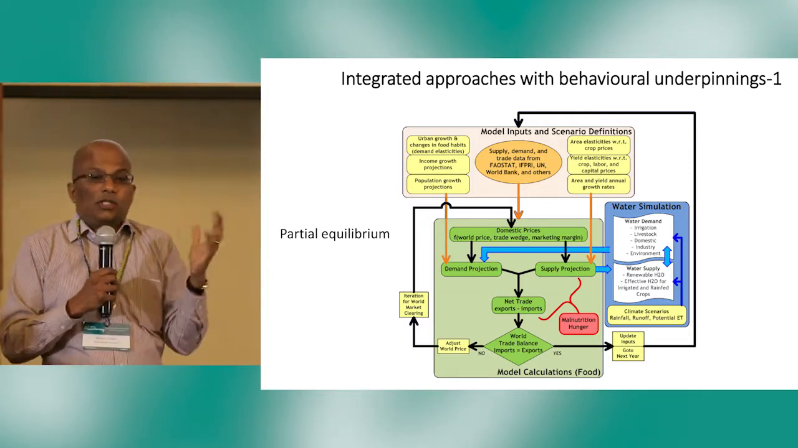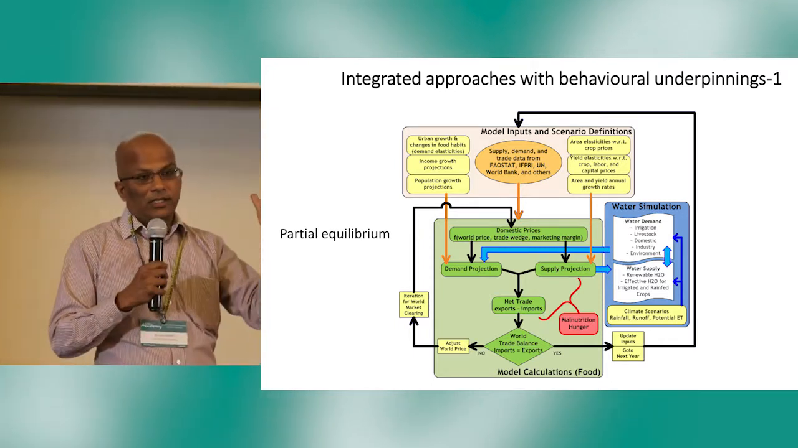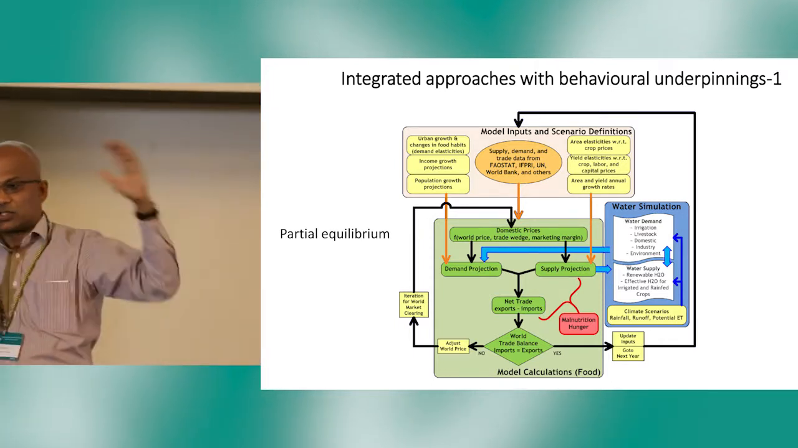So this is called a partial equilibrium model because it captures in great detail the food sector, but doesn't necessarily capture the rest of the economy's connections with that food sector. So it's partial equilibrium, as economists like to call it. So this is one potential way in which you can approach it. You can have an integrated approach to this problem, which has the behavioral underpinnings that you need to compute sensible changes.